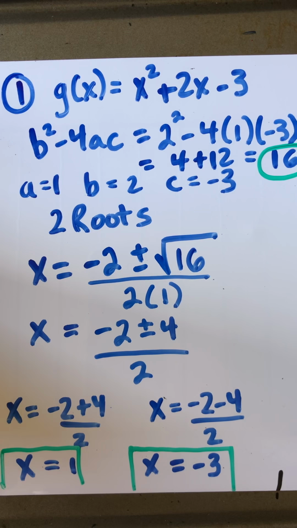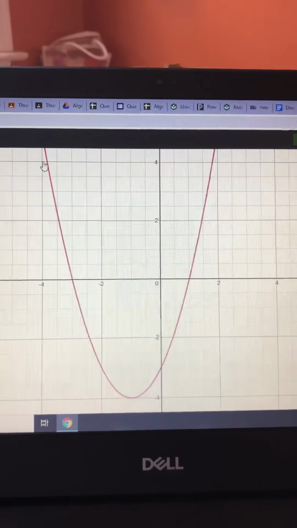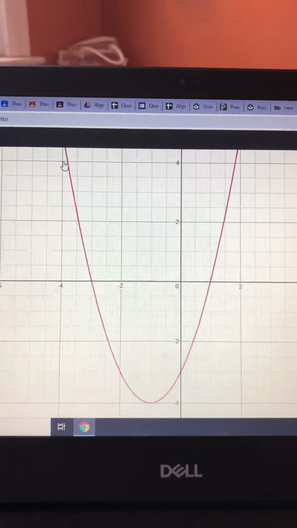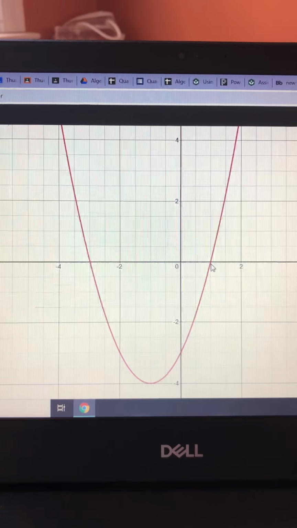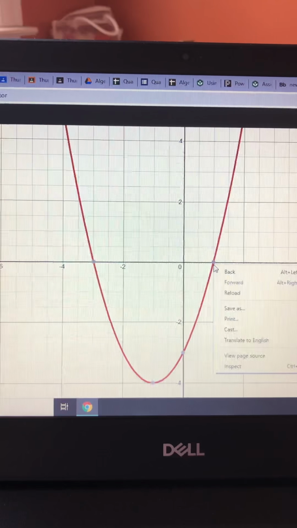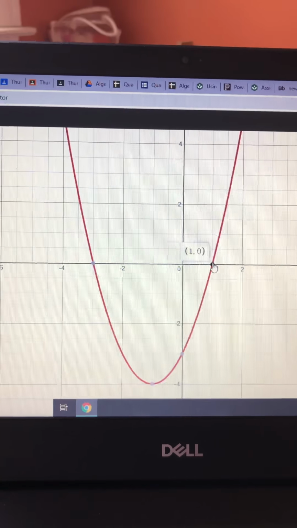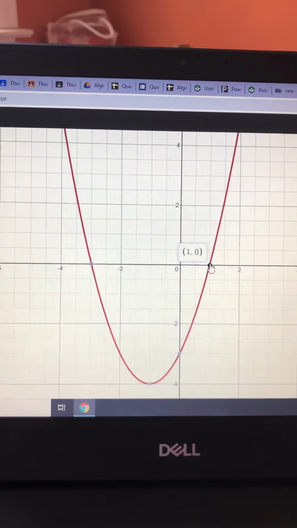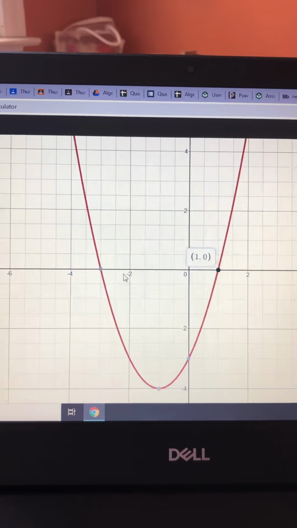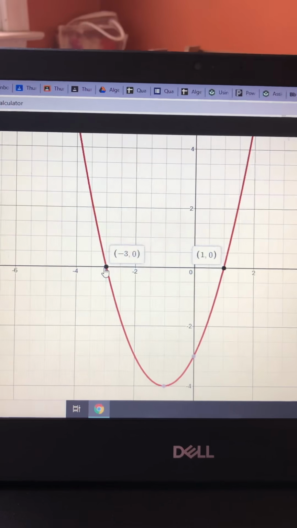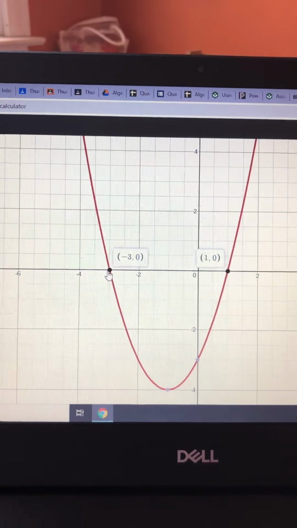Now I can confirm that by looking at a graph of this parabola. If you're patient with me for just 1 second here, I'll show you. This is a graph of what this particular parabola looks like. I just used Desmos and I typed in the quadratic that I was given. And then you'll notice here that it has an x-intercept at 1, 0, which is exactly what the quadratic formula told us it would be, and also at negative 3, 0.